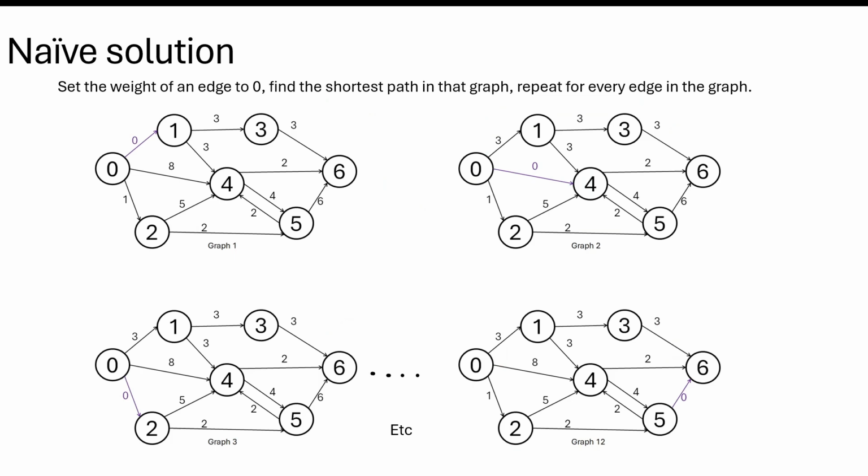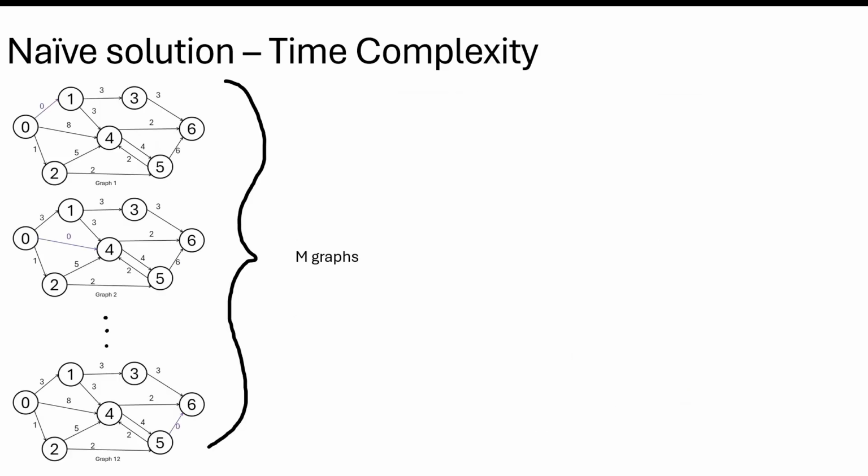A naive approach would be to set the weight of an edge in the graph to 0, find the shortest path in that graph, then repeat the same for every edge. This strategy would indeed find the shortest path using the orb, but it has a big problem. What's the time complexity of this algorithm? Well, this approach runs Dijkstra's algorithm for every edge in the graph. As a result, we get a very bad time complexity.